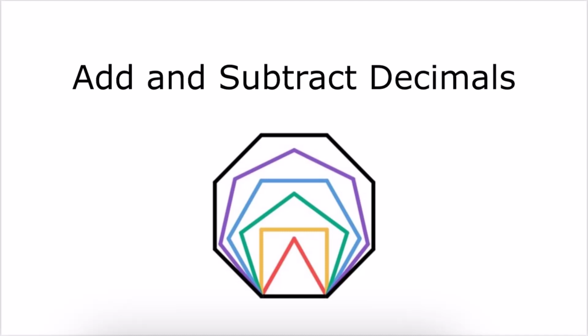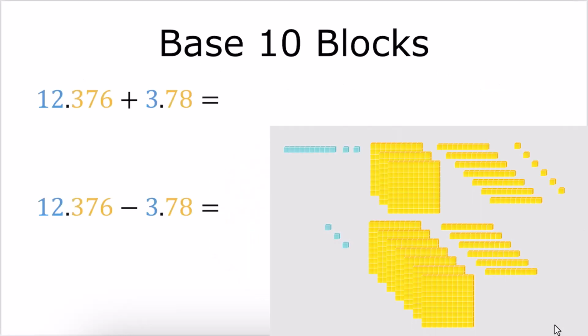In this video, we're going to talk about how to add and subtract decimals. So my favorite way to introduce decimals is with base 10 blocks. The idea of using base 10 blocks to represent decimals is that you're going to use one color of blocks to represent the whole numbers, and you're going to use another color to represent the decimals.